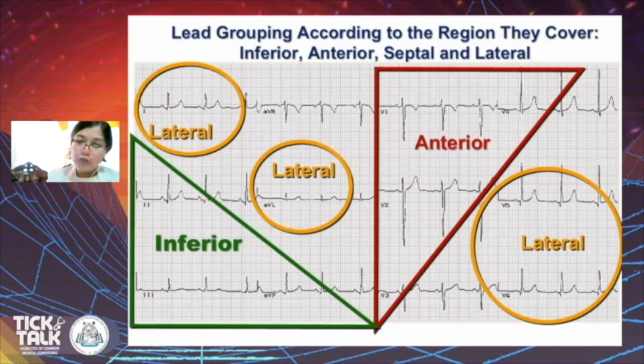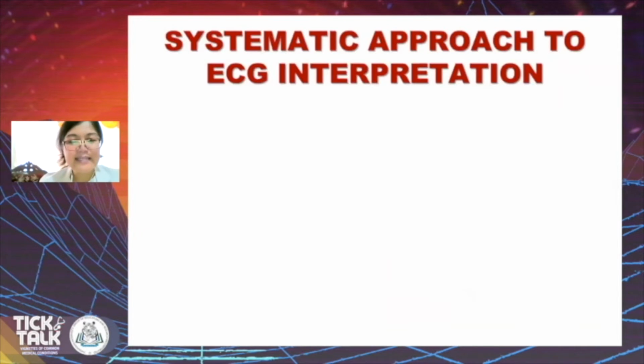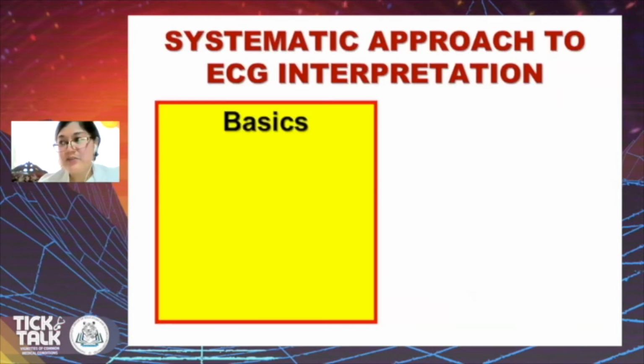Now, as mentioned, your 2, 3, AVF, which is represented by the green portion here, basically represents the inferior portion of the heart, while your leads V1, V2, V3, and V4, represented by the red triangle here, represent your anterior septal area of the heart. So any significant T wave inversion or ST segment shifting, especially if grouped together in these leads, would give more credence to an actual infarct or ischemia rather than a more systemic problem.